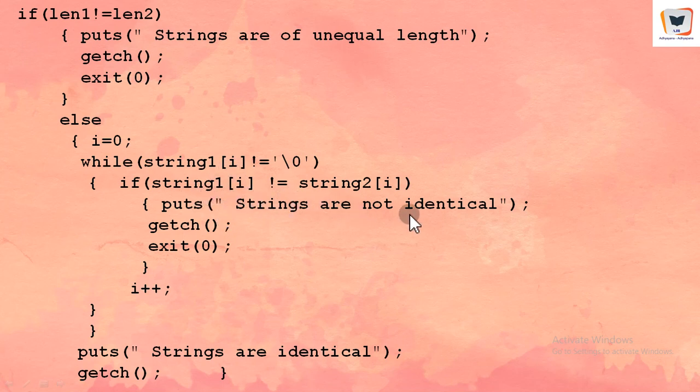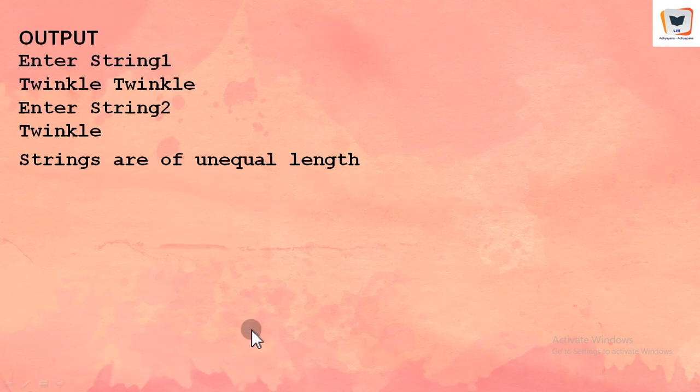If string1[i] is not equal to string2[i], that is string1[0] not equal to string2[0], or anywhere this inequality is reached, then there is no point in comparing further. This clue is enough that we should come out by declaring strings are not identical. Strings are not identical will be printed, and it will stay on screen till we hit a key. Then the control will break away, and if this doesn't happen, i should be incremented and you should compare the second character, third character, and so on. Otherwise, print strings are identical. Enter string 1: twinkle twinkle. Enter string 2: twinkle. Strings are of unequal length.